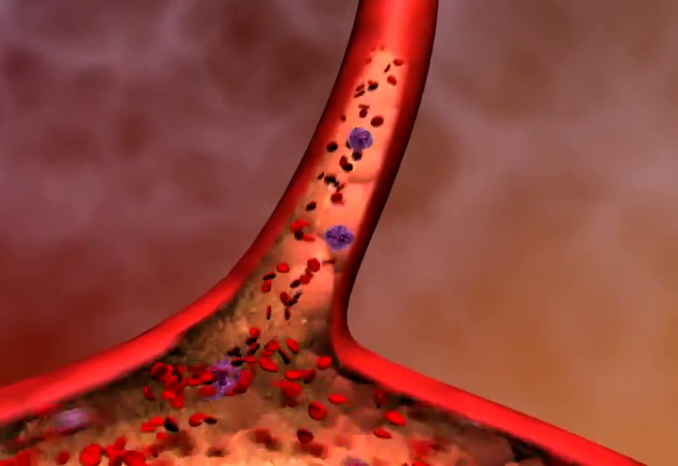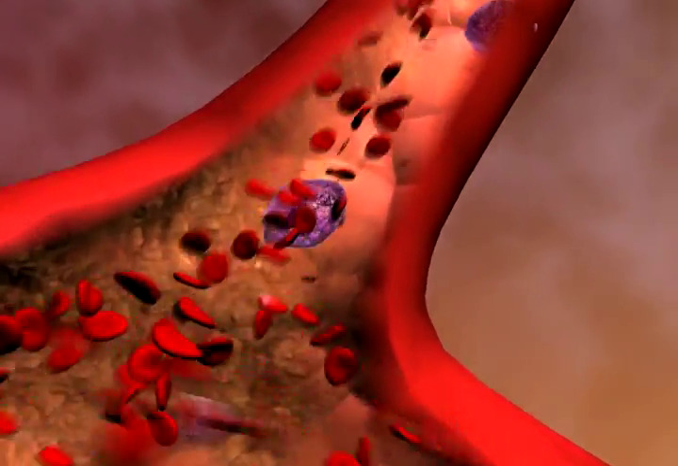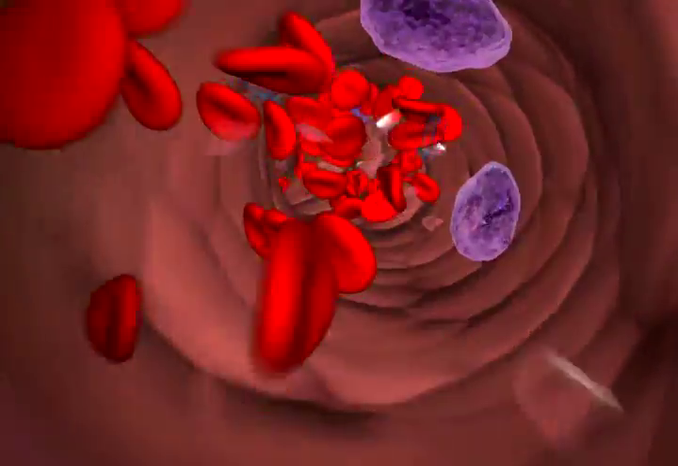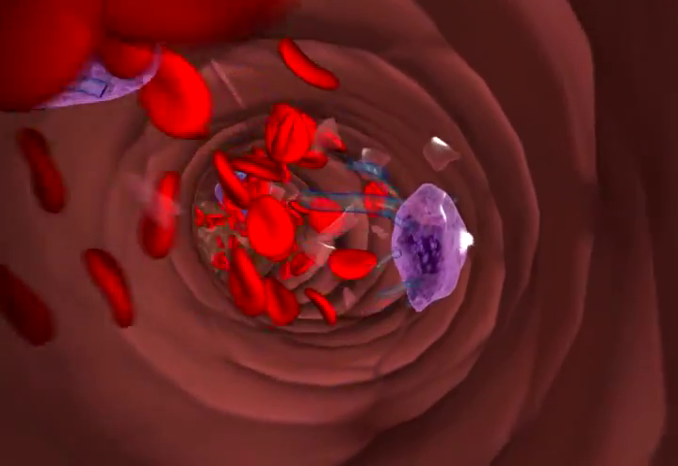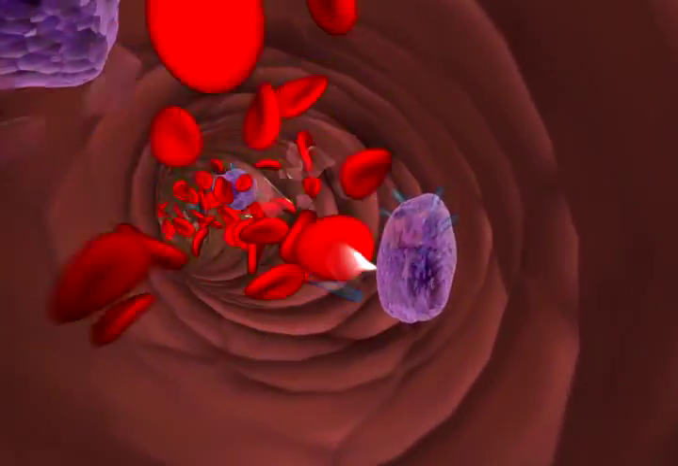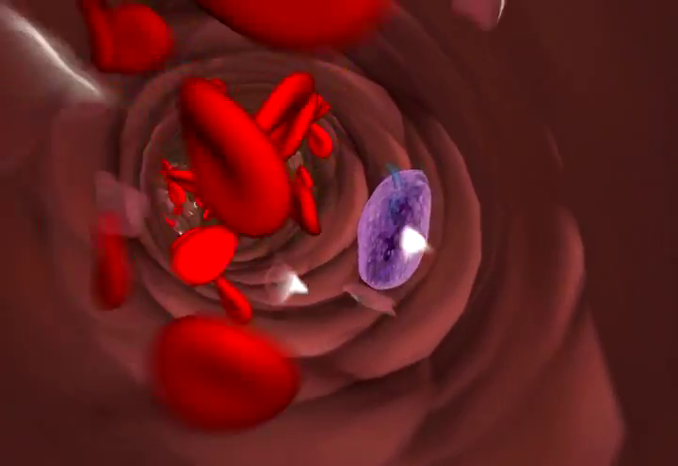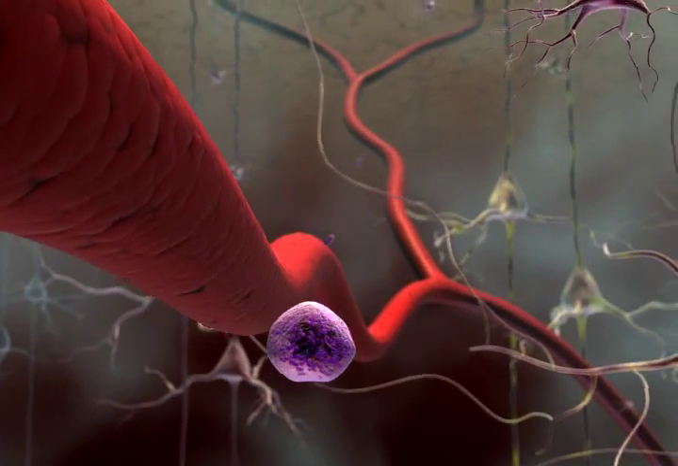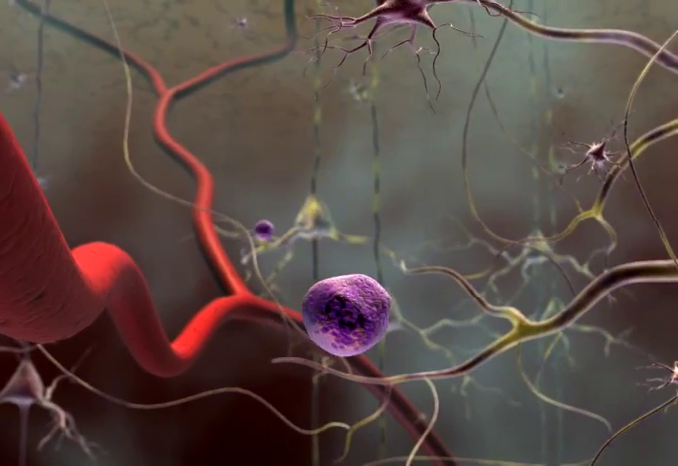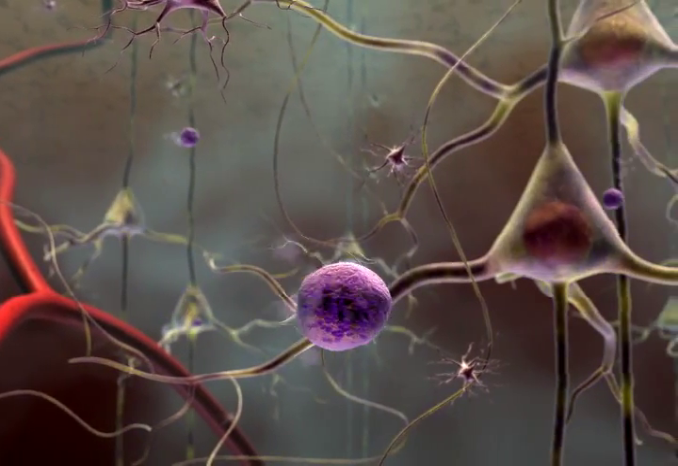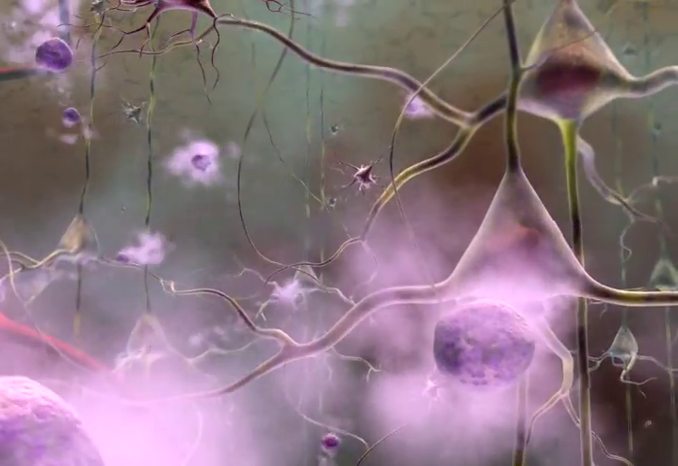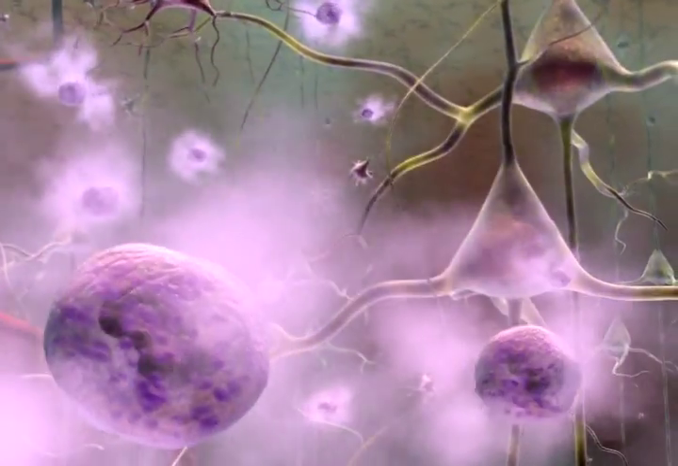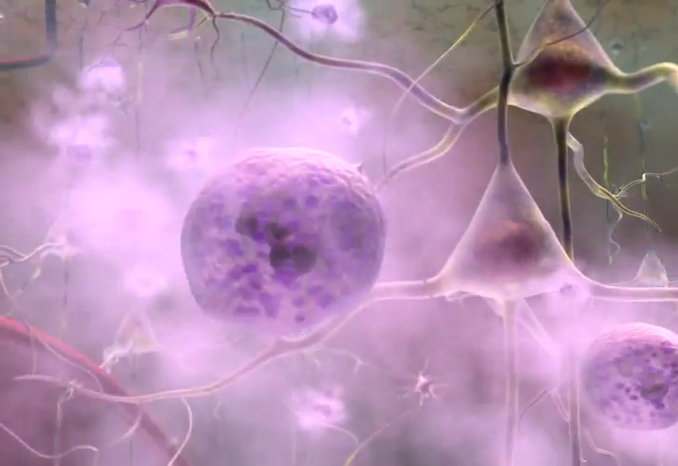Reperfused ischemic regions also show an increase in leukocyte activity. Endothelial adhesion molecules bind to glycoprotein receptors located on inflammatory cells, such as neutrophils, which then adhere to the endothelium. The transendothelial migration of inflammatory cells into the brain parenchyma results in additional free radical production and an increase in damaging cytokines, such as tumor necrosis factor and interleukin-1. These products can further the destruction of cells within the penumbra.